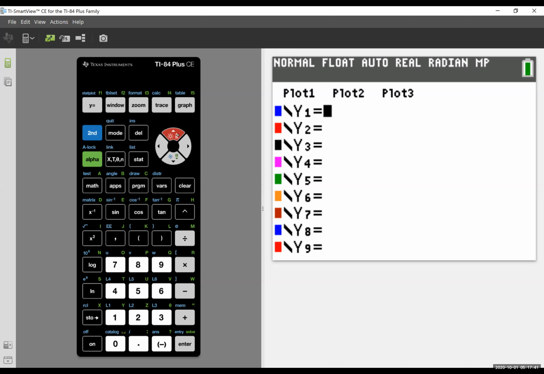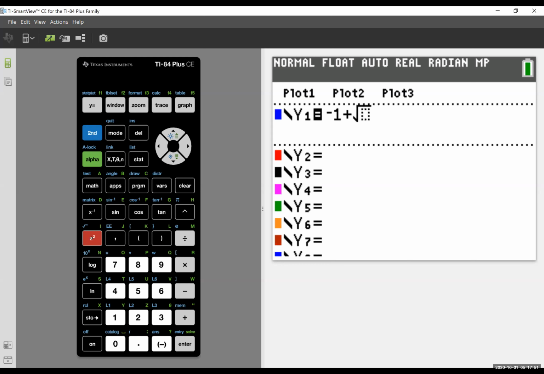So for y1, I'm going to type in -1, using the negative key, it's right by the enter key. We are adding this to the square root. Now, with the square root, with this version of your TI, you do have the box to help you know when you're entering stuff in the radicand versus outside the radicand.